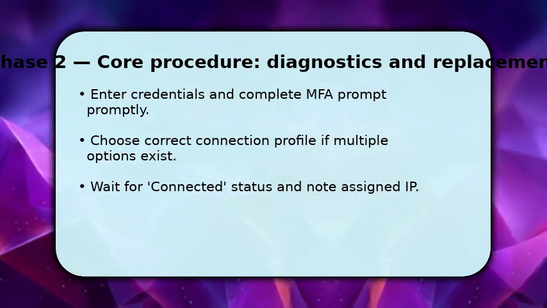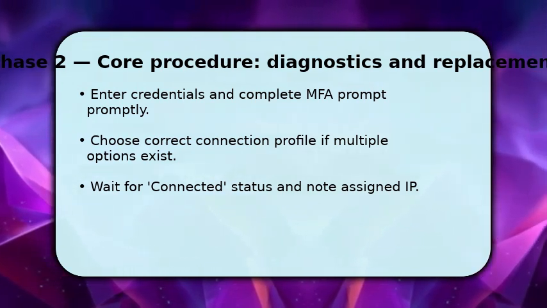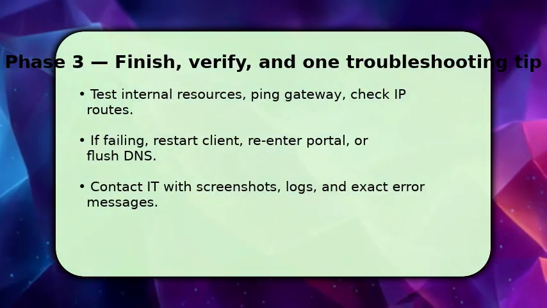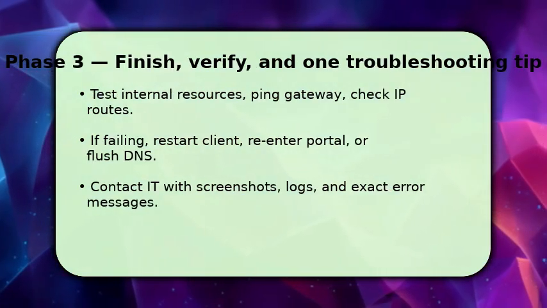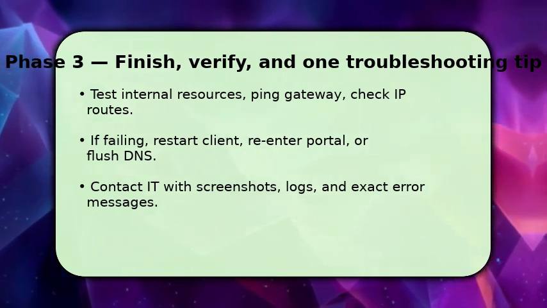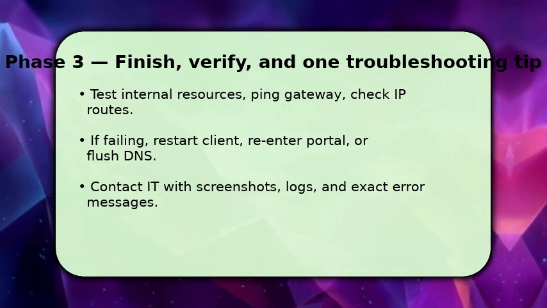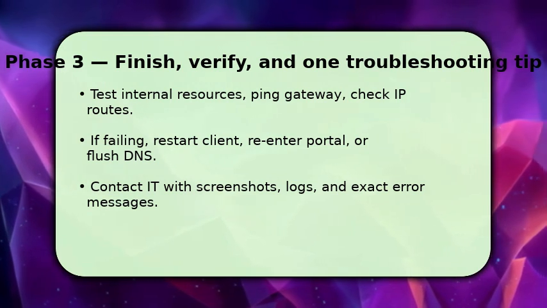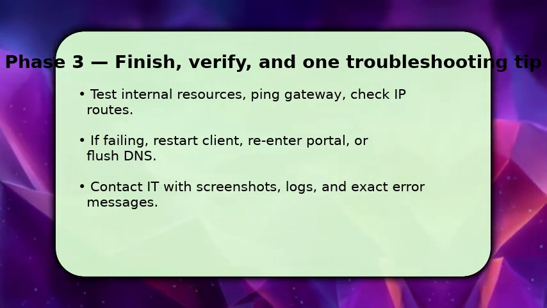Once connected, verify access to internal resources to confirm tunnel establishment. You finish by verifying access. Open an internal site, ping the gateway, and confirm routes and DNS resolution. If something fails, restart the GlobalProtect client first, then re-enter the portal address and credentials. Sometimes a DNS flush or reboot clears stale state.